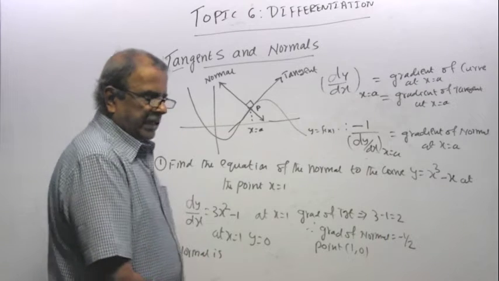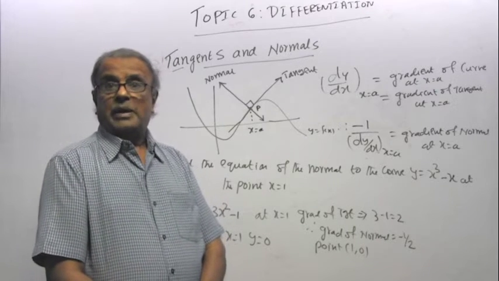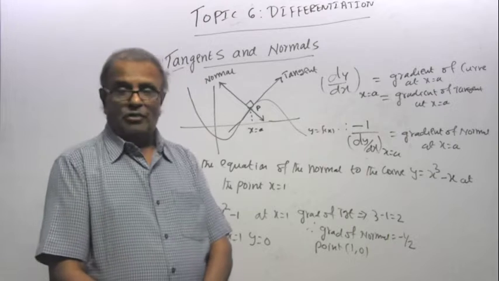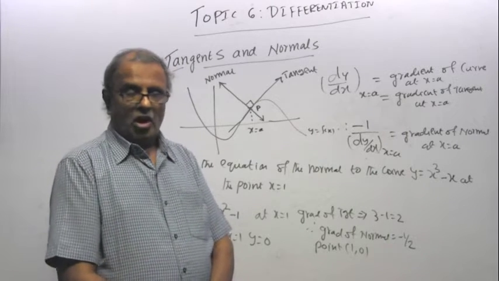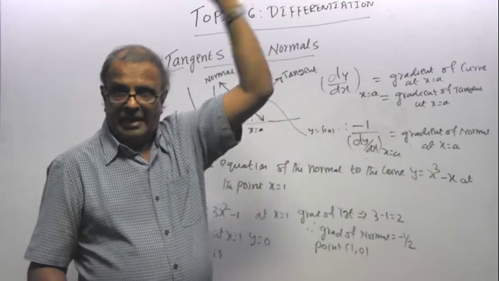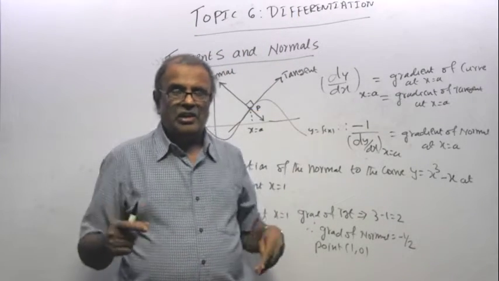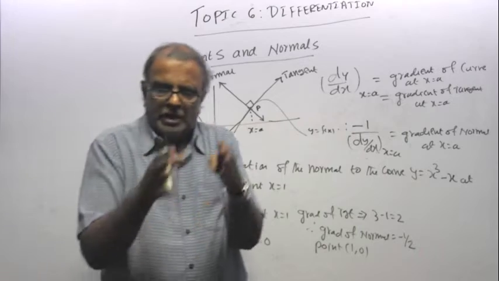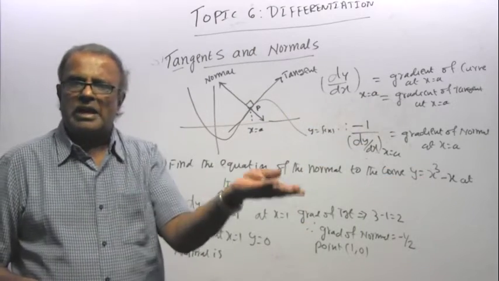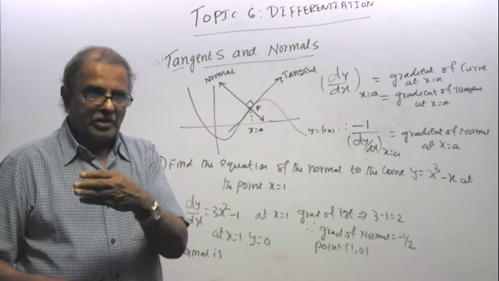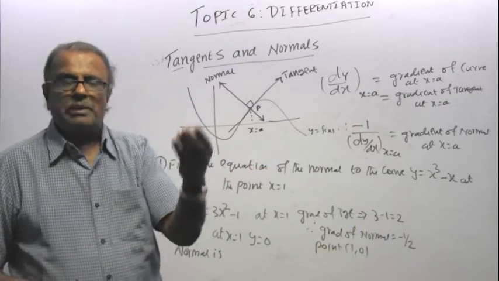Sometimes they say, in the form y equal to mx plus c. In the form ax plus by equal to c. In the form ax plus by plus c equal to 0. Or show that this is the normal. In any of those cases, it's easier to do y minus y1 equals m times x minus x1 instead of doing y equal to mx plus c, because the chances of error are reduced, as simple as that.